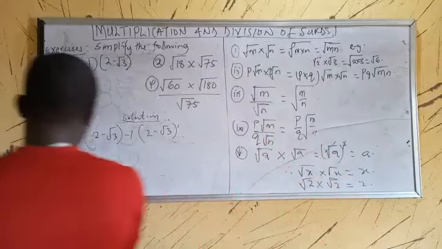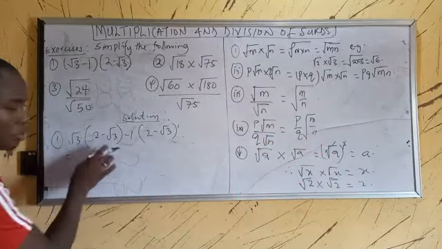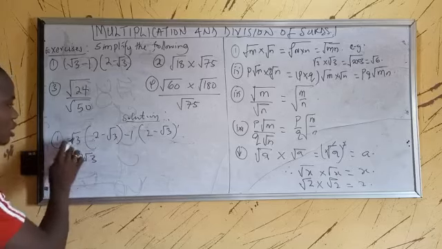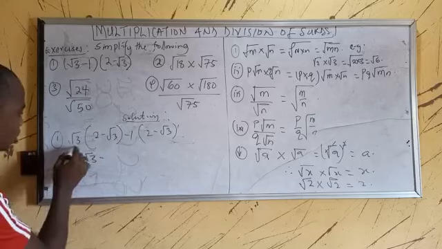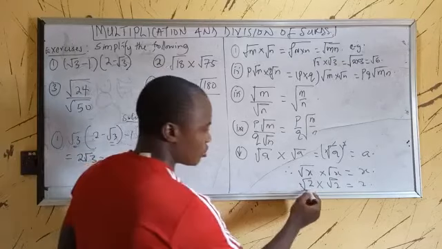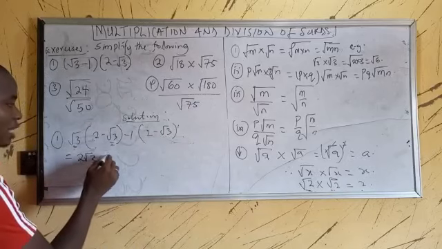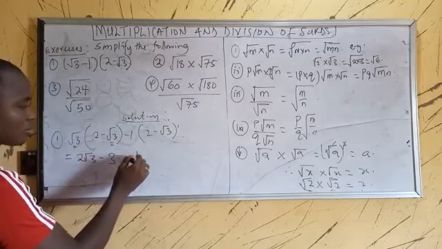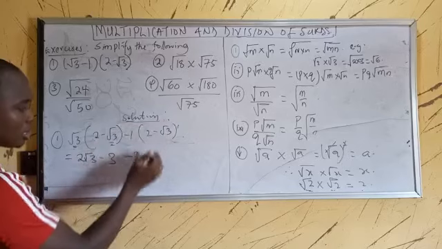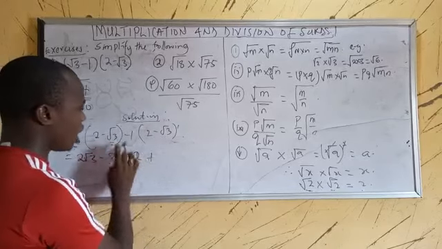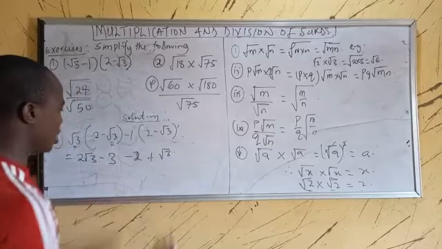So now from here, what's the next thing to do? Try to open the bracket. We have this one times this one, which will give us 2 root 3. This one times this one: root 3 times root 3, as we have root 2 times root 2 gives us 2, so root 3 times root 3 we have minus 3. This one we have minus 2. Then minus times minus gives us plus, then you have root 3.